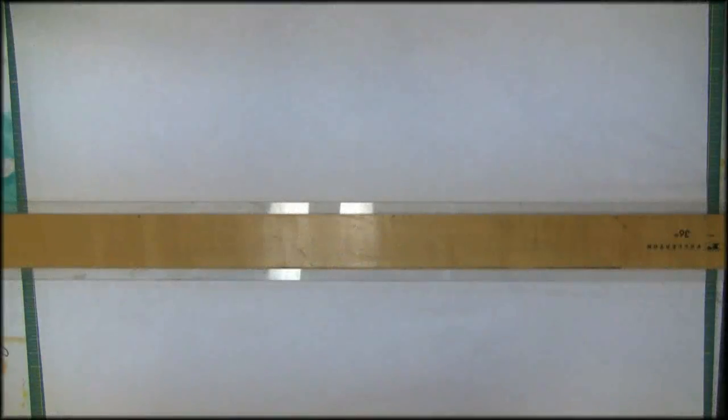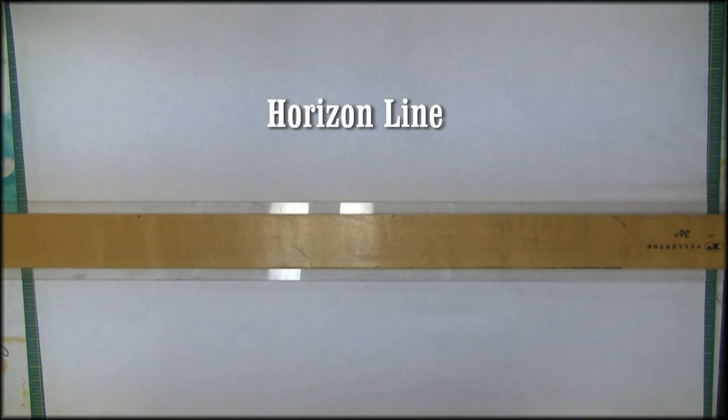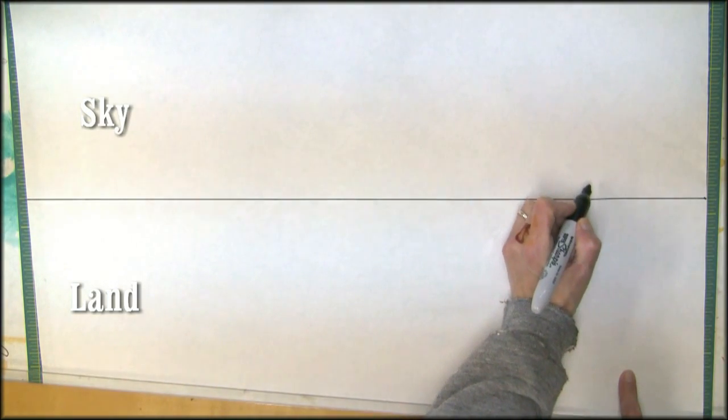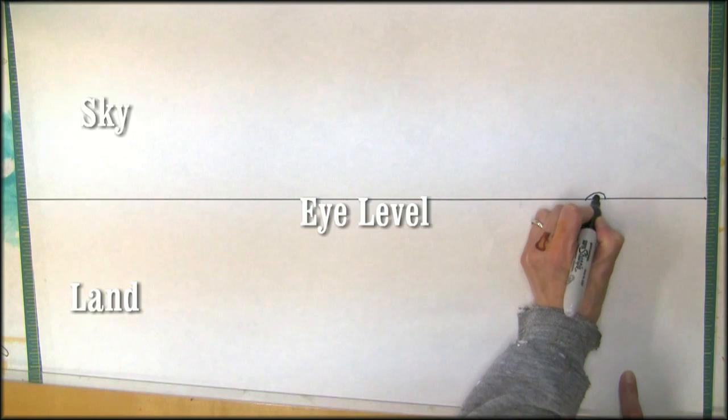Okay, so the one-point perspective, the first thing you need to do is have a horizon line. The horizon line is what is going to tell you where the land and sky divide. Okay, so now in your picture plane you have told us that this is the land and this is the sky because of your horizon line. So you're telling us that this line is where our viewer is looking from.